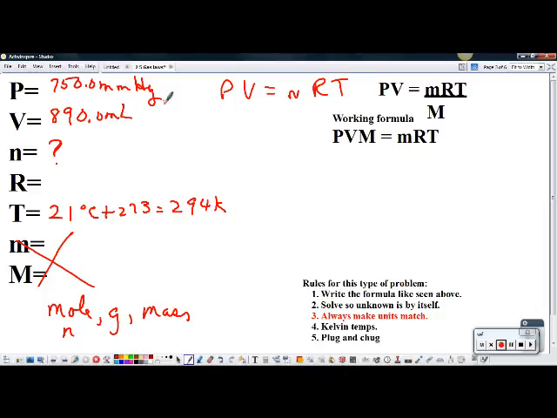Do I have it all filled in? No. So I need to find out that R. So we're all going to look in our book at the R chart, which is at the bottom of page 384.